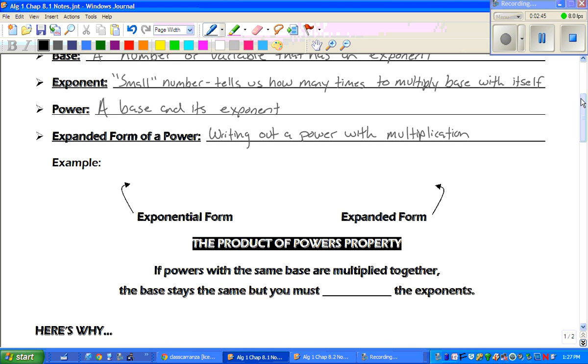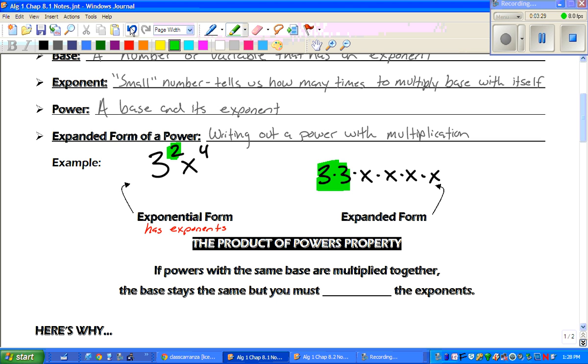All right, so let's talk about an example of exponential form, okay? With exponential form, remember that it has exponents. Okay, so my example is going to be 3 squared x to the fourth. See how that has exponents? Now, in expanded form, when we would write everything out, we would write that 3 times 3 times x times x times x times x. Because I'm looking at exponent is 2, and that's why we have 2 threes. Our exponent is 4, and that's why we have 4 x's.